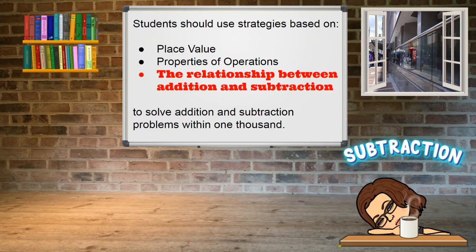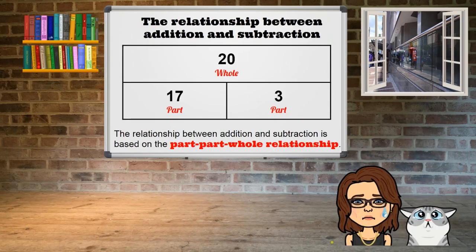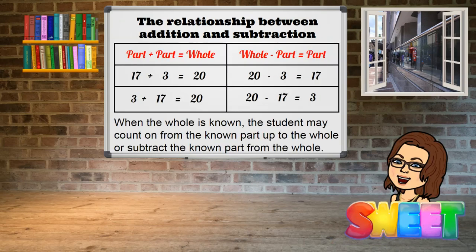Students should use strategies based on the relationship between addition and subtraction. The relationship between addition and subtraction is based on part-whole relationship, meaning if you have the two parts and you add them together, you will get the whole. If you have a whole and you subtract a part, you will be left with the remaining part. When the whole is known, the student may count on from the known part up to the whole or subtract the known part from the whole.